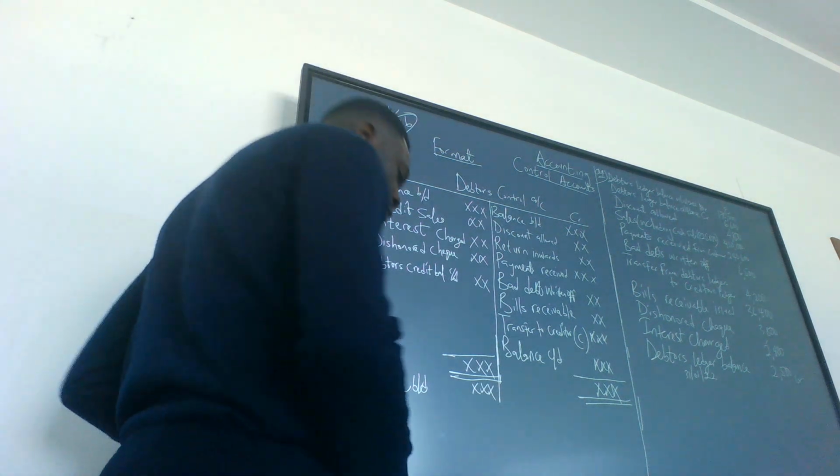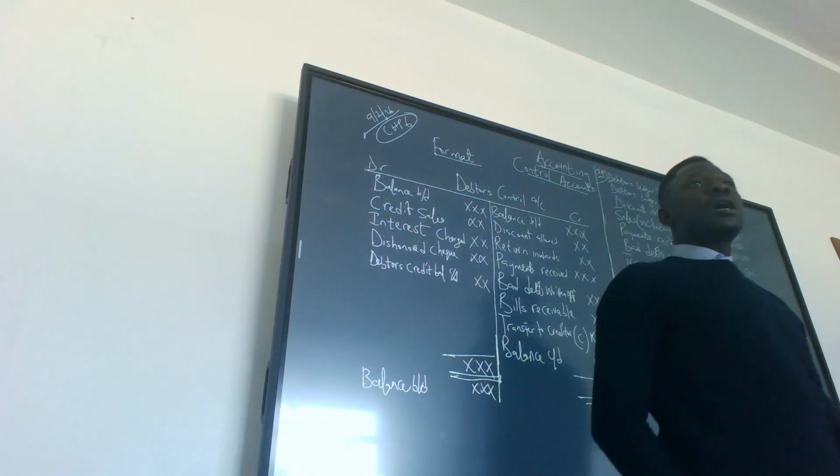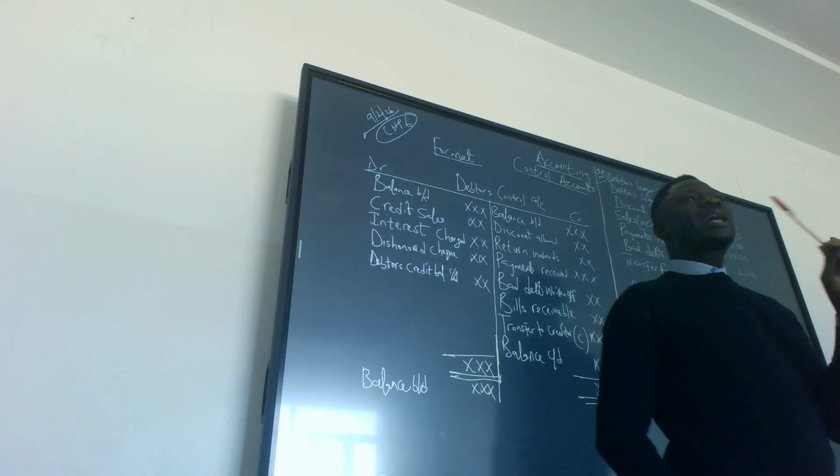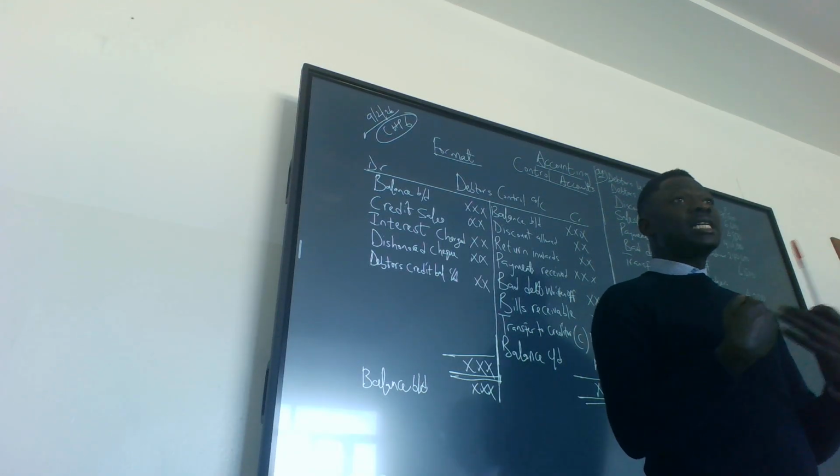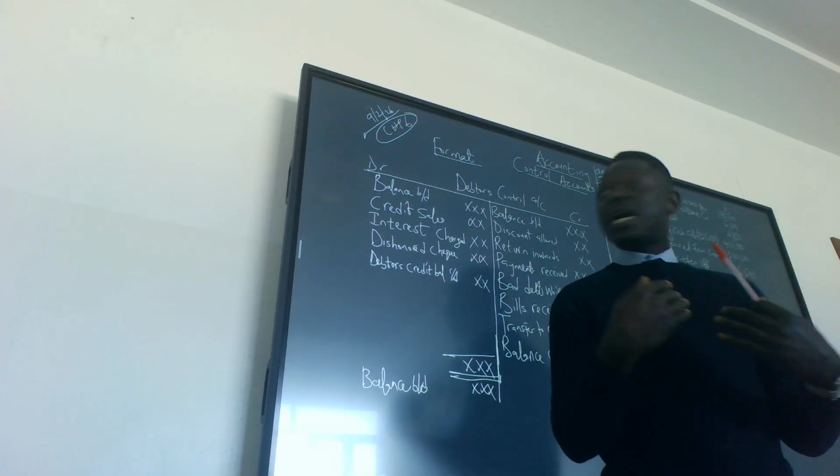So we have debtors control account. The debtors control account is the account for our credit customers. Whatever our credit customer pays us, it adds up. Whatever they pay us, it adds up.